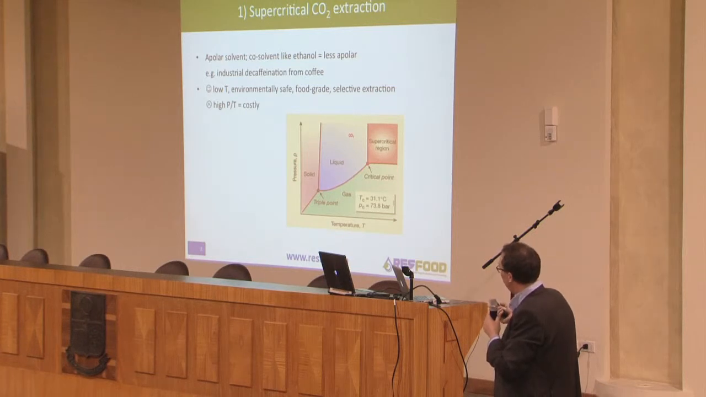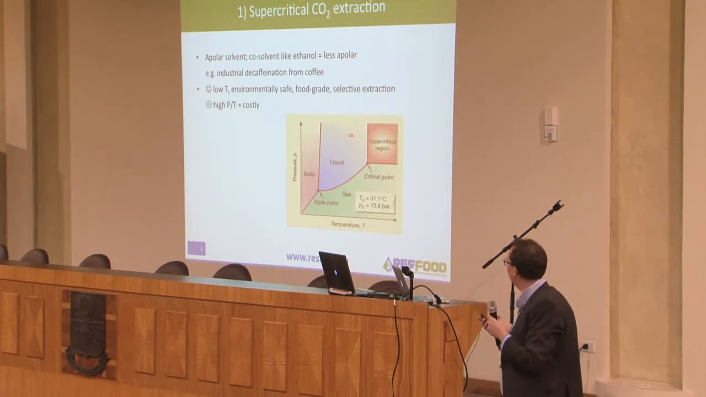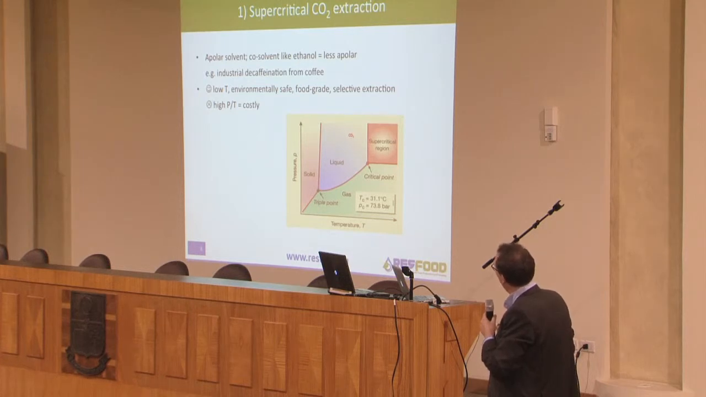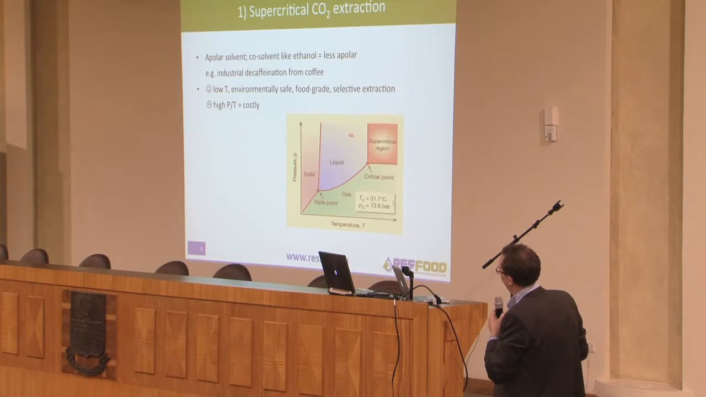So in general, supercritical CO2 extraction is very apolar. So it's often been used in literature to extract carotenoids, for example, from carrot, also from other vegetables. So it's very apolar. You can make it more polar or less apolar when you use co-solvents, like ethanol. And in industry, there is one good example that is known, showing that it can be possible at an industrial scale, and this is the industrial decaffeination of coffee.